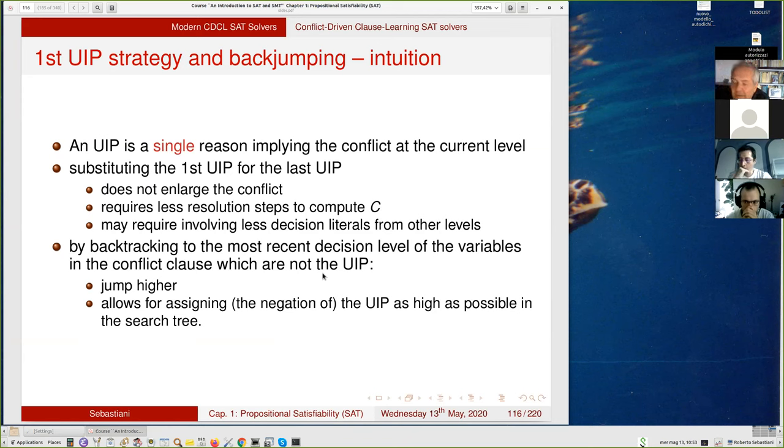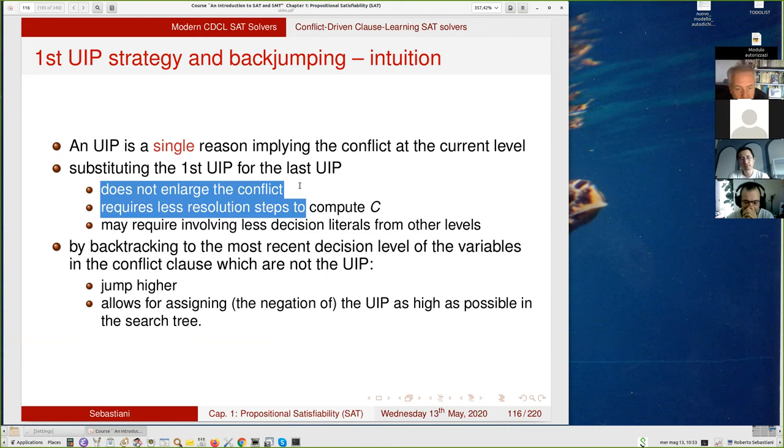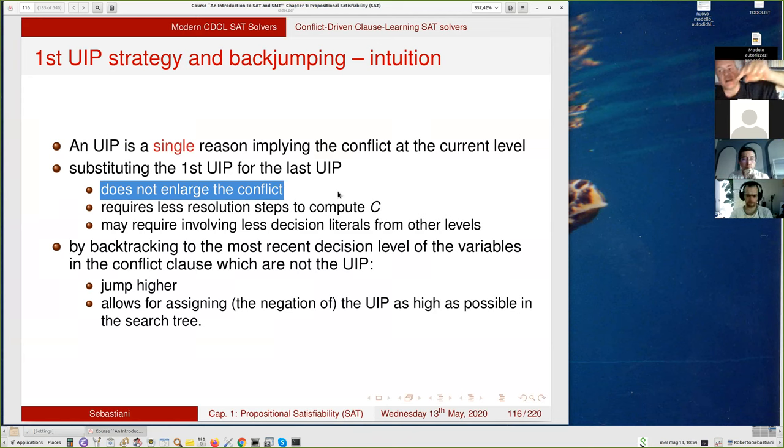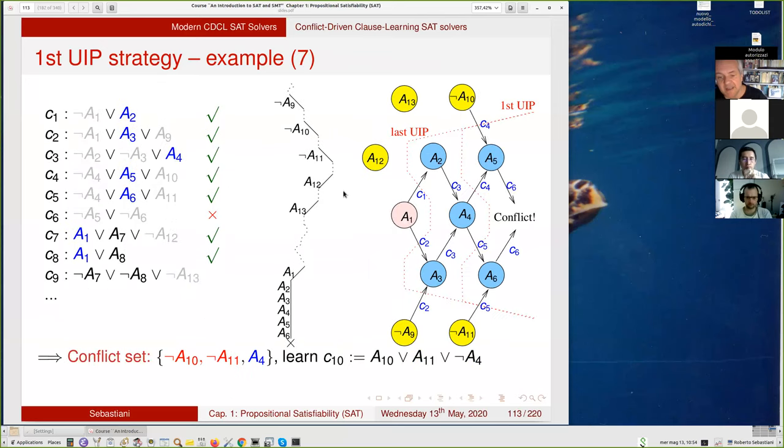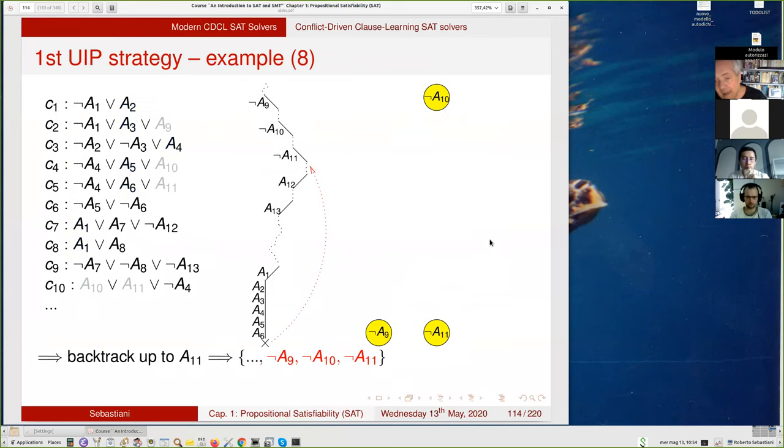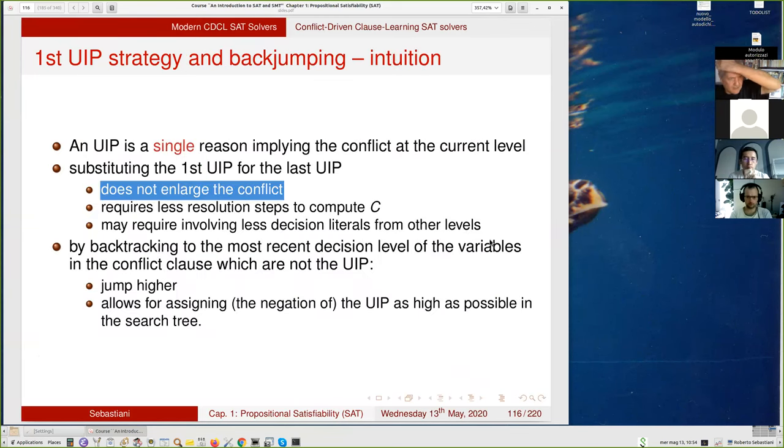What's the advantage of doing this? Well, first, it doesn't hurt, okay? The second is it's faster to decide, right? Because if you see the deduction you have done, the resolution deduction is much smaller because you have to undo fewer steps, okay? But what is most important is that it typically requires involving fewer decision literals from other levels.